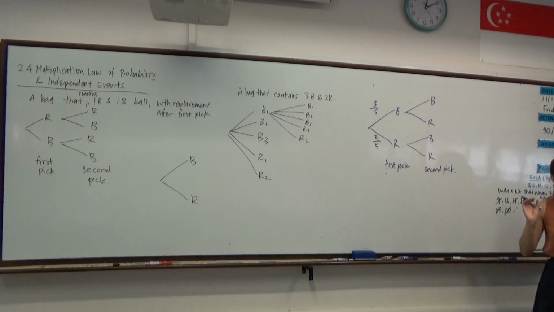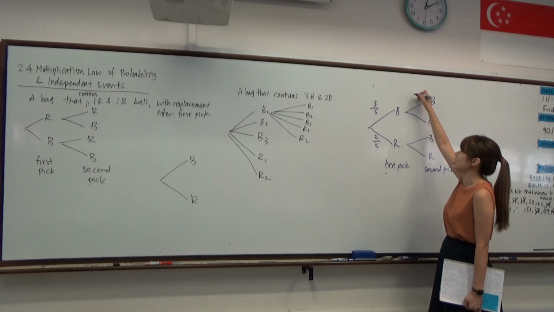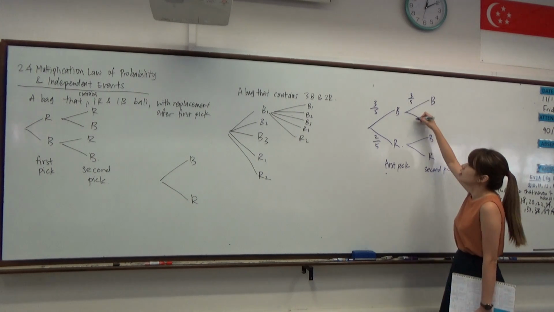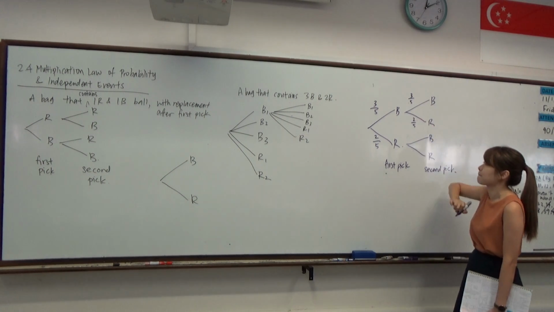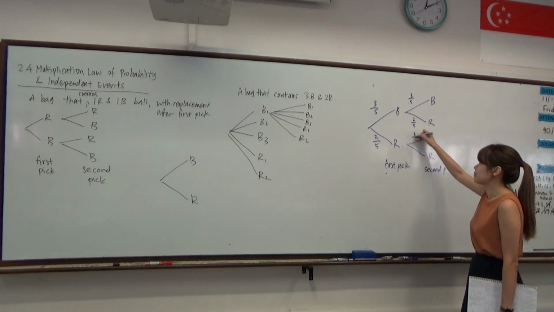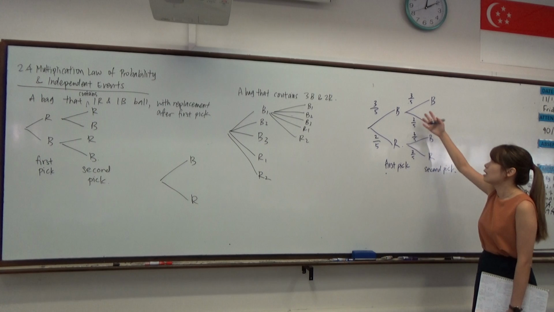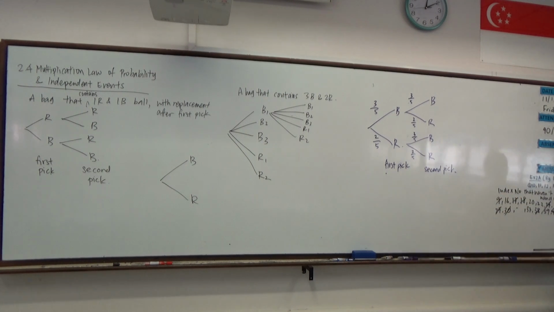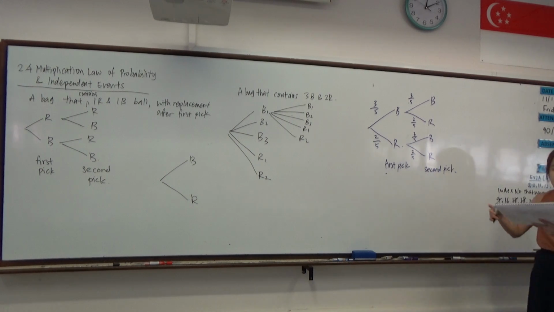Right? Then since I replace the ball after I pick it out, my probability of choosing the blue one will remain the same, which is 3 out of 5. And then this will be 2 out of 5. Likewise, for this one also the same. So we will label the probabilities on the branches accordingly. Okay? Any questions so far? Alright.